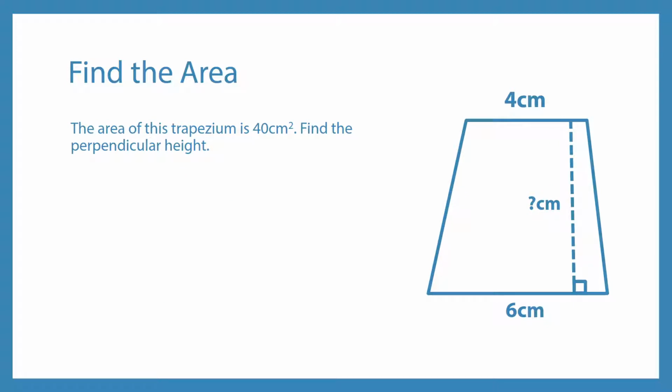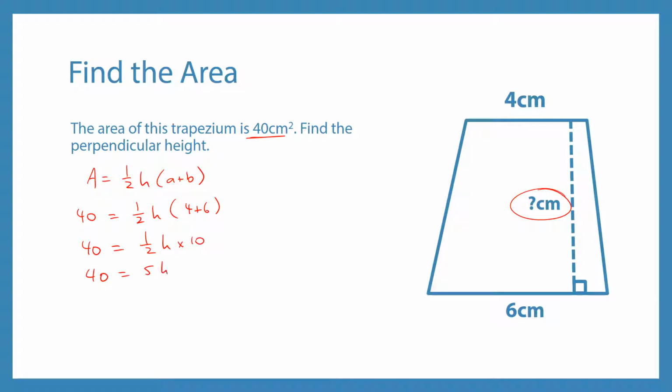And now we've been given the area, and we need to find the perpendicular height. So we use the same equation, half height times a plus b. We have 40 equals a half h, 4 plus 6, so 40 equals a half h times 10, 40 equals 5h, so h is going to equal 8 centimeters.